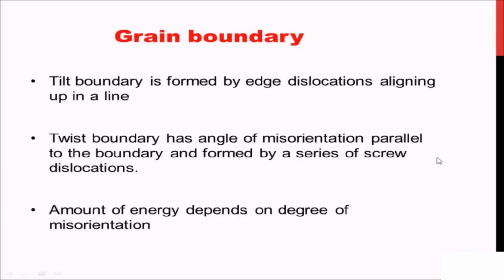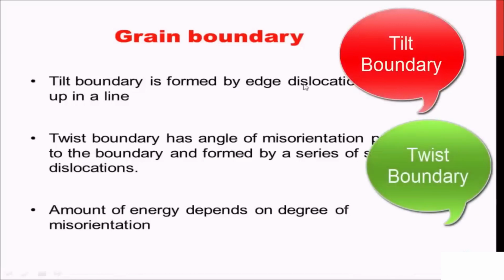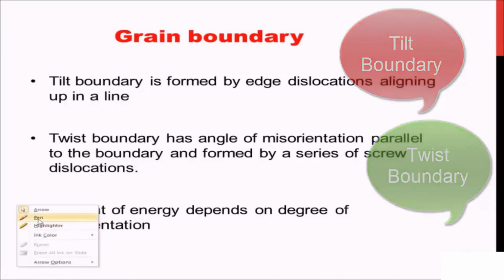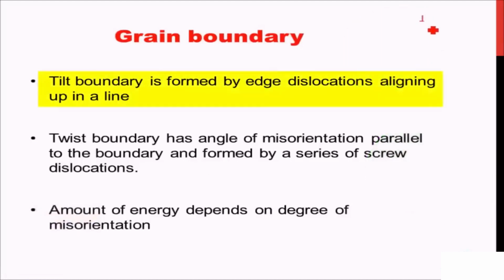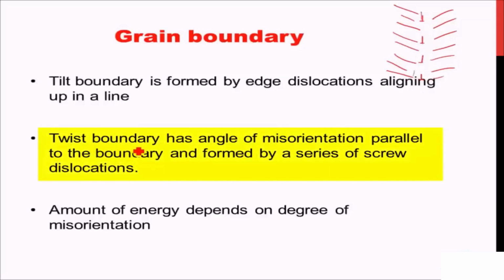Okay, now grain boundaries can come in two varieties. One is the tilt boundary and the other is the twist boundary. What is tilt and what is twist boundary? Tilt boundary is basically formed by edge dislocations lining up. So there will be several edge dislocations like this. Atoms are arranged perfectly over here and perfectly over here, but the misorientation is taken care of by a series of edge dislocations in the grain boundary region. Whereas a twist boundary is something where instead of edge dislocations, the misorientation is taken care of by screw dislocations.